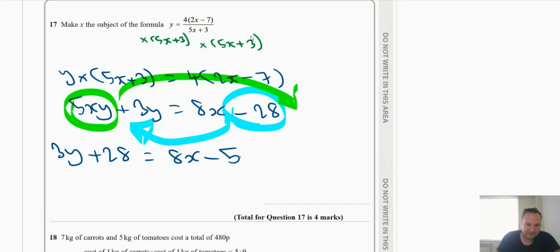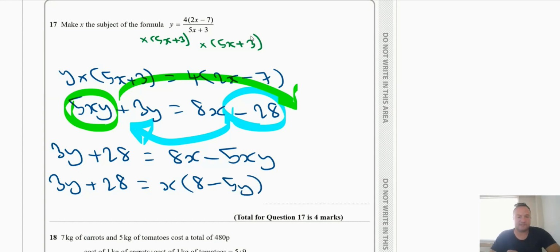Then we can go from having x in two different places to only having x in one place, and we do that, guys, by factorising. So we take out a factor of x, and that's x brackets 8 minus 5y. The way to check this is correct is by multiplying it back out and checking that it's the same. If you notice, we've just gone from having x in two different places to only having x in one place.